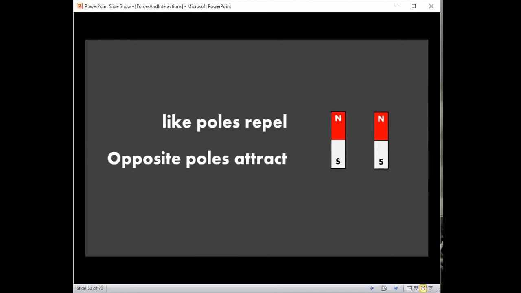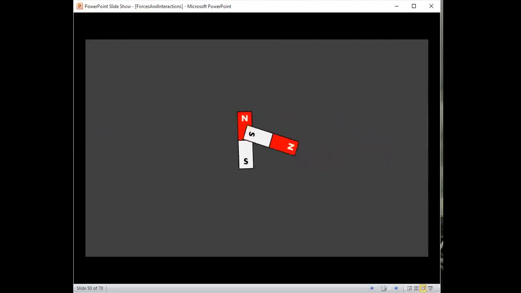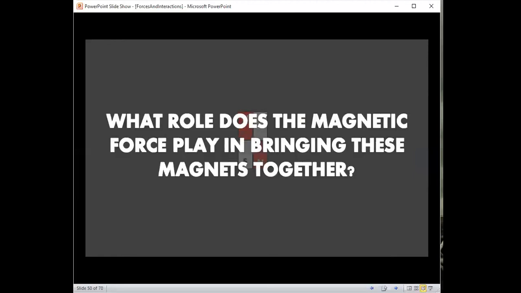Starting with this, here we have two magnets, and every magnet has a north and a south pole, and everyone knows that like poles repel each other and opposite poles attract one another. With this concept, we can explain why the magnets flip and stick together. These poles are attracted to one another, and like poles repel one another. But the question is, what role does the magnetic force play in bringing these magnets together? It would seem as though these forces cause the repulsion and the attraction.